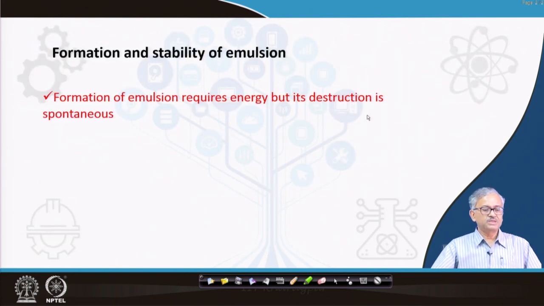Now, see the formation and stability of the emulsion. Formation of emulsion requires energy. Why does it require energy? Because when you are making the droplet, you are tearing the droplet. What you are doing basically is creating a new surface. As a result, you have to give energy, surface energy, right? So that's why formation of emulsion requires energy, and you have an oxygen jet that is continuously pumping the energy for generating these liquid droplets, okay, and throwing them into the slag phase, right? So formation of emulsion requires energy, and you are getting it from the oxygen lancing.